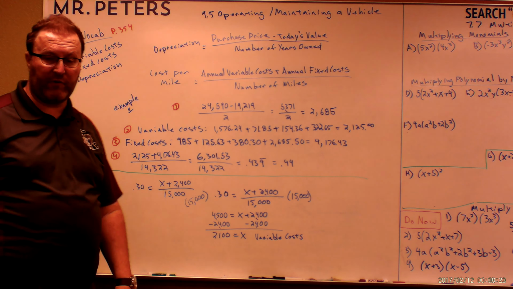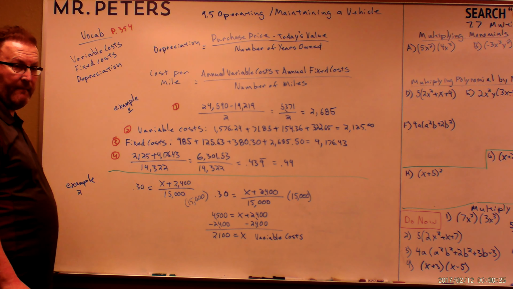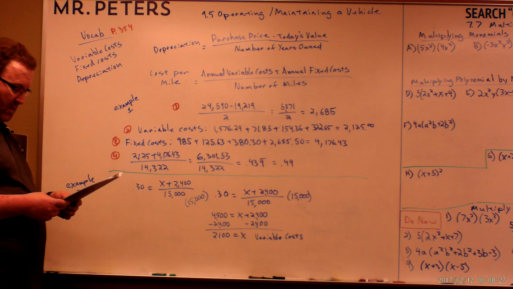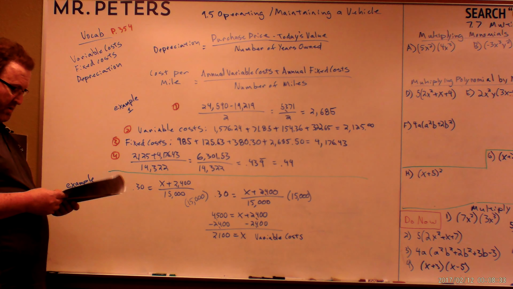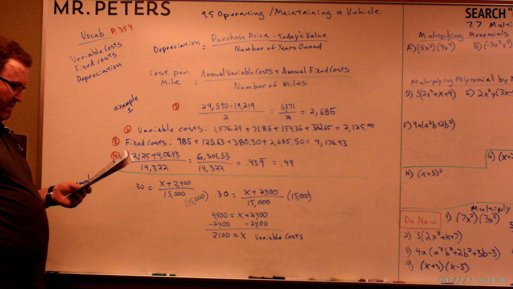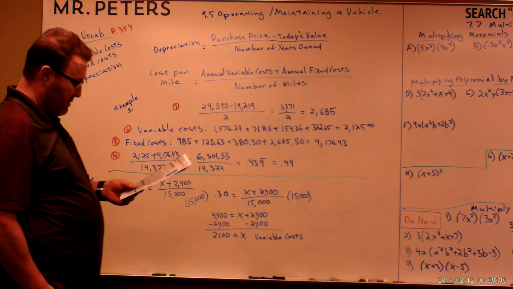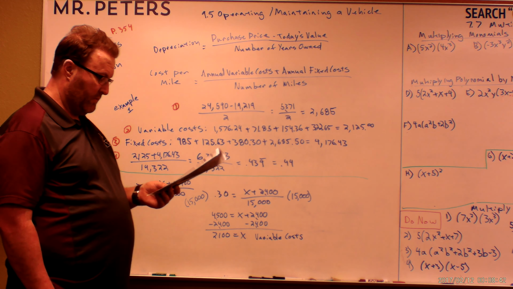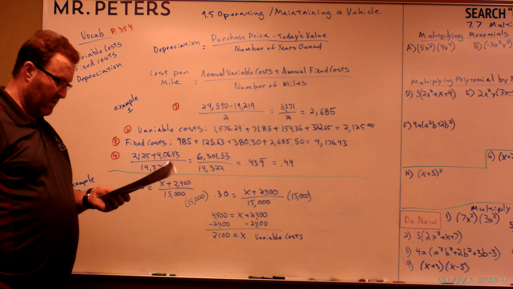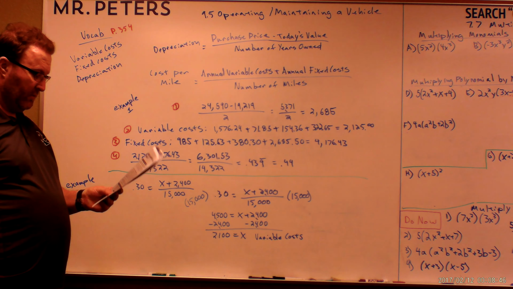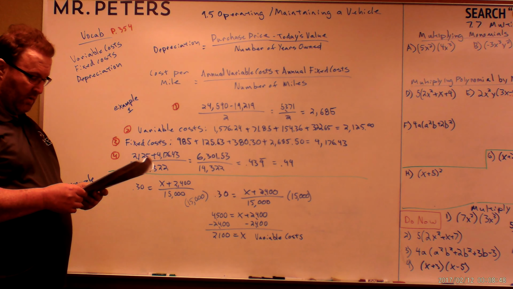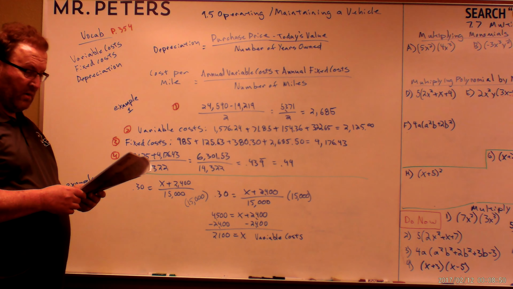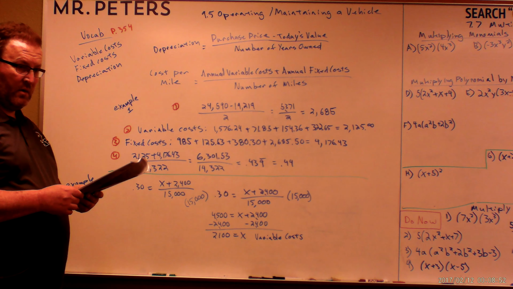Okay. Jones purchased a new 2-door coupe for $24,590 2 years ago. She drove 14,322 miles last year. She kept the record of all auto expenses. She estimates the vehicle's present value at $19,219. Calculate her depreciation, total variable cost, total fixed cost, and cost per mile for the vehicle last year.